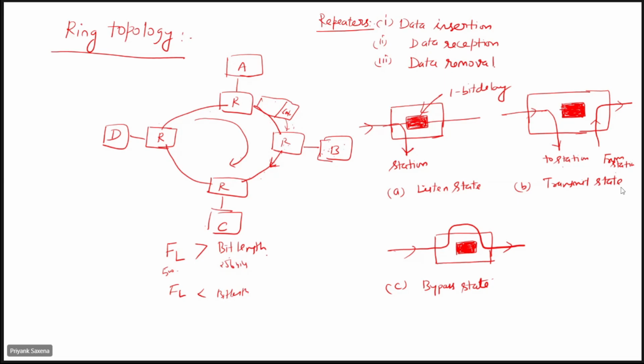Suppose you are throwing a ball in a room, a small room. You have thrown a ball, then the ball comes back to you. But if you are sending it in a larger room, it will take time to come back to you, right? Suppose you hit the ball on a wall far away, then it will take some time to come. And if you are hitting the ball at the nearest wall, then it will immediately come back to you, right? So similarly, it depends on the frame length.